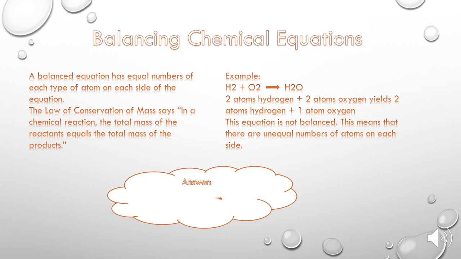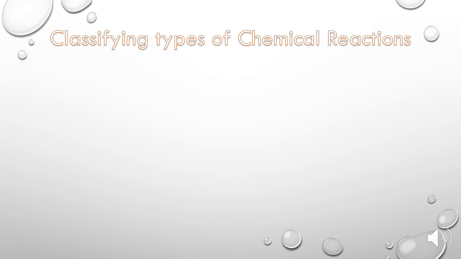The answer to this equation would be to place a 2 in front of the first hydrogen, a 1 in front of the first oxygen, and a 2 in front of the product. Next, we will learn about classifying the 5 different types of chemical reactions.